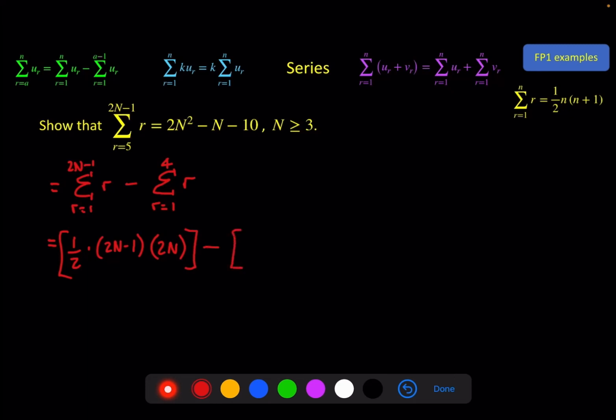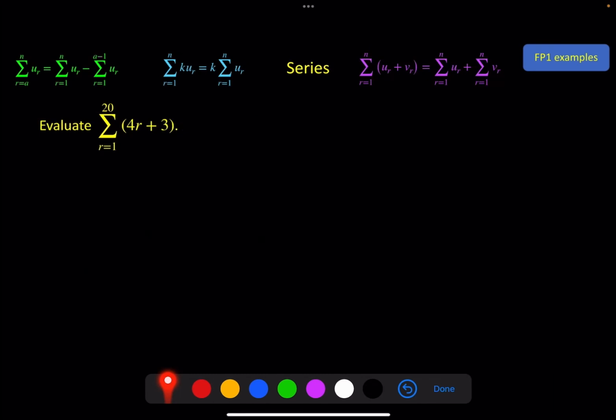From that, we're going to subtract from 1 to 4. So here n is just 4. It's a bit easier. Half times 4 times 4 plus 1 is 5. So that's a 10. So this bracket is the minus 10 on the end. That's good. We need a minus 10. And this bracket here, half times 2n, I can cancel those nice and easily. And then I've got n times 2n minus 1, which gives me 2n squared minus n, which is the answer we needed. So there I've used this one and I've used this one.